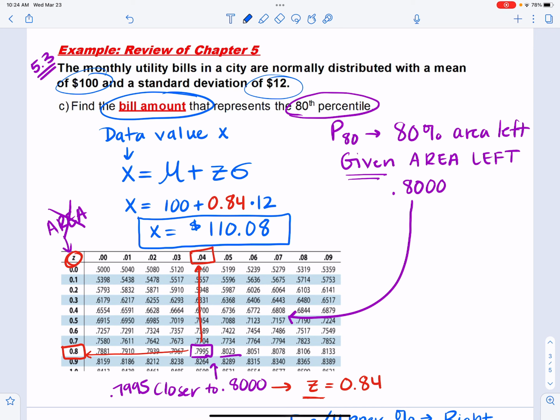Again, slight difference in the last two decimal places because of the rounding of Z in the table. But other than that, exactly the same thing. So I just got to make sure if I'm putting in an area, just like when I go to my table, I have to look inside the table. If I'm putting in an area in the normal calculator, I got to make sure I put it in the area box.